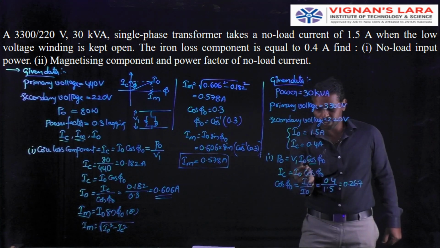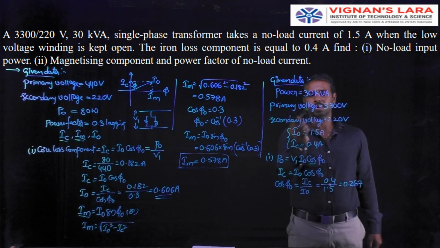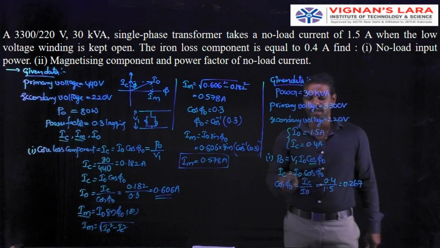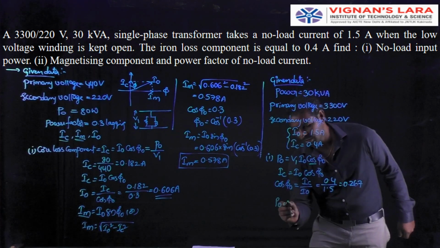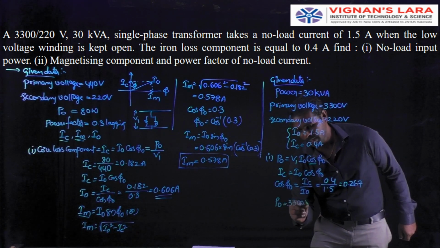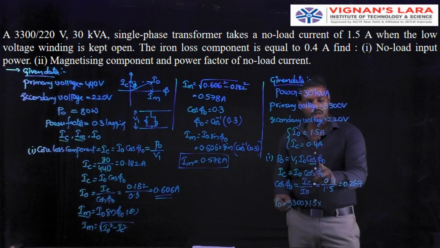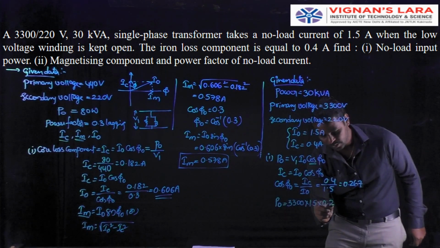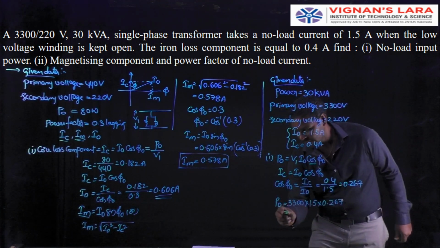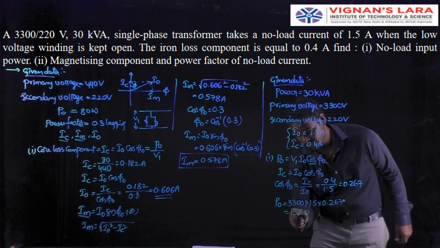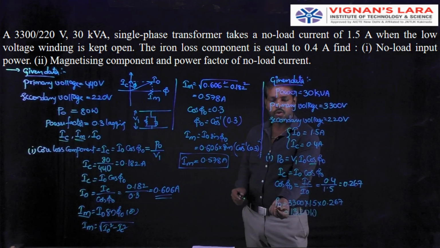So this is to be substituted in place of cos phi naught. I naught is a known value, V1 is equal to 3300 volts. P naught is the unknown parameter. Then P naught is equal to V1, 3300, multiplied with I naught, 1.5, multiplied with cos phi naught, 0.267. So P naught is equal to 1320 watts. So this is the no load input power.